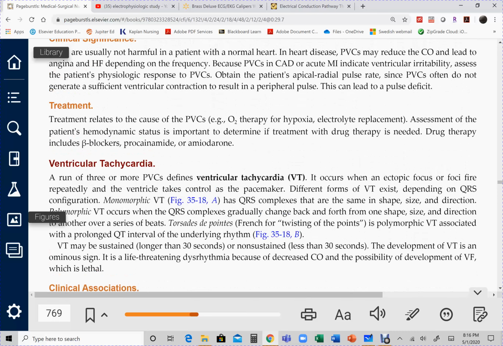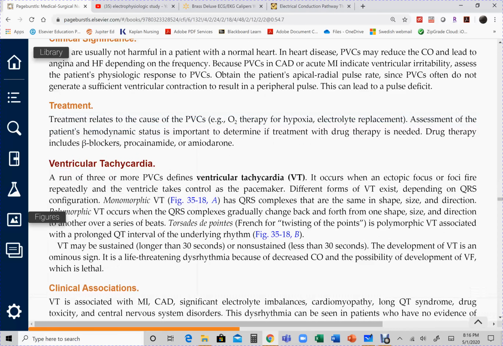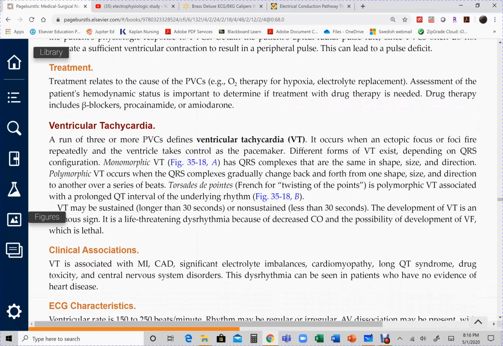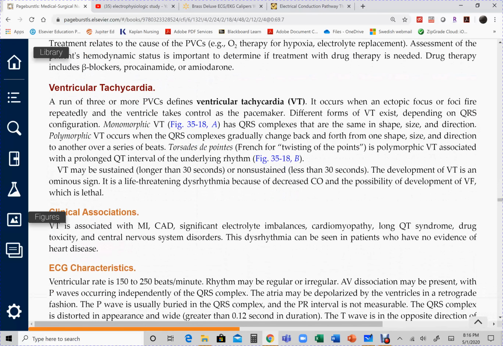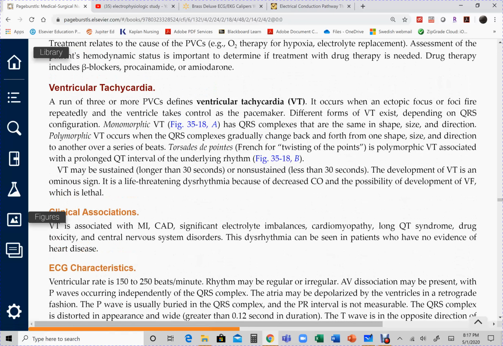Again, it's the same pattern. If it's a PVC, the treatment depends on the severity or the type of the PVC and on symptoms. If the patient's blood pressure or hemodynamic status is in trouble, then the patient will be given drugs: either beta blockers, procainamide, or amiodarone. Procainamide also has calcium channel blocking properties, so does amiodarone. V-Tach. There are two types of V-Tach, besides the monomorphic and polymorphic, which is torsade de pointes.